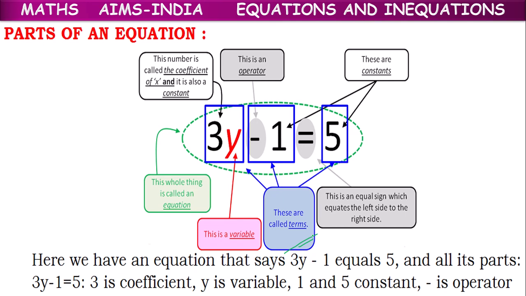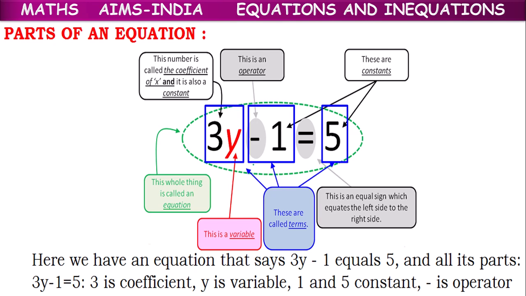So an equation has some terms on the left hand side and some terms on the right hand side. The two terms on the left hand side, 3y and minus 1, are combined with the minus symbol, which is the mathematical operator. And we have the equality sign, which separates the left hand side part from the right hand side part.